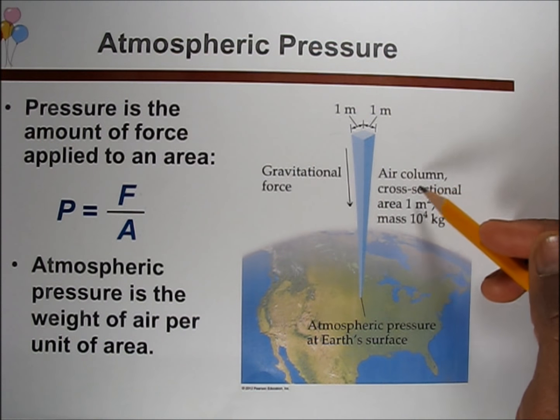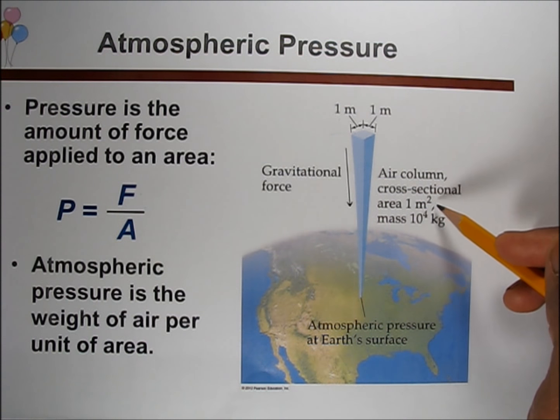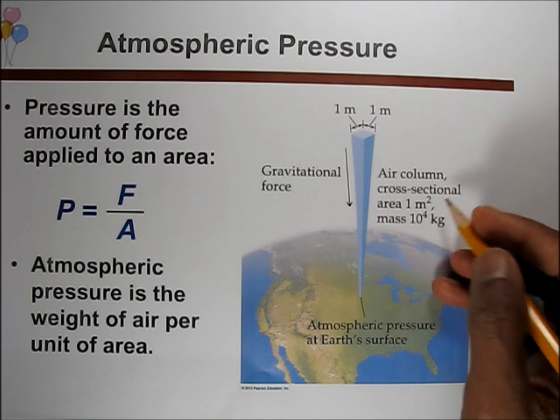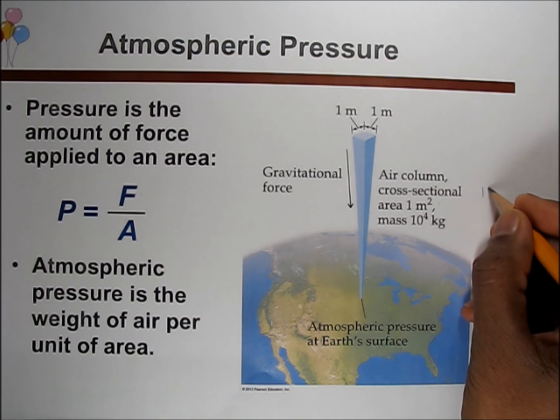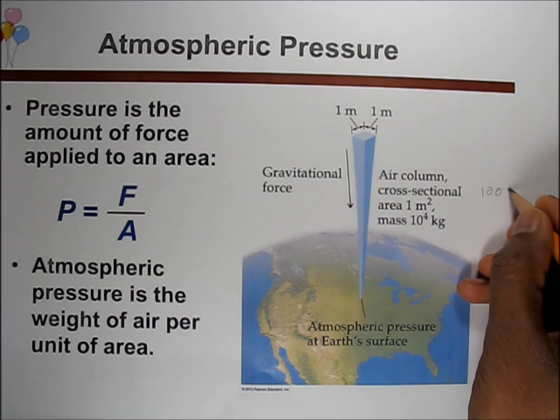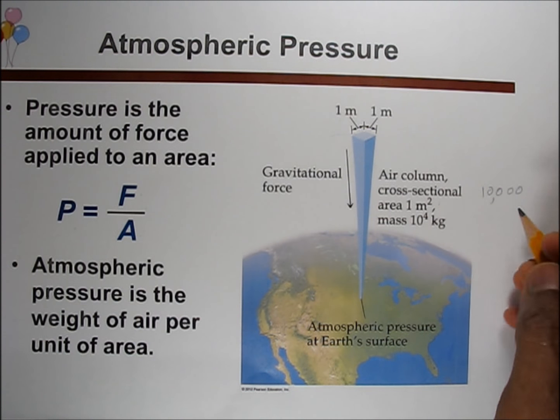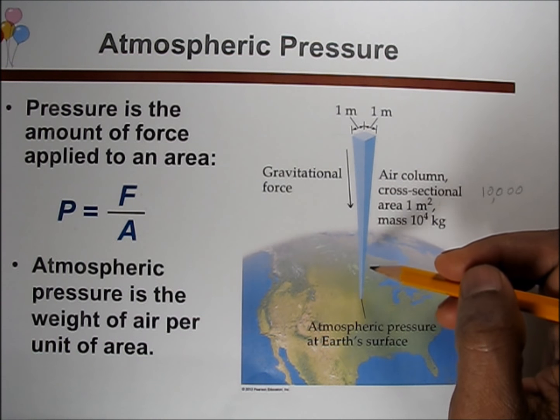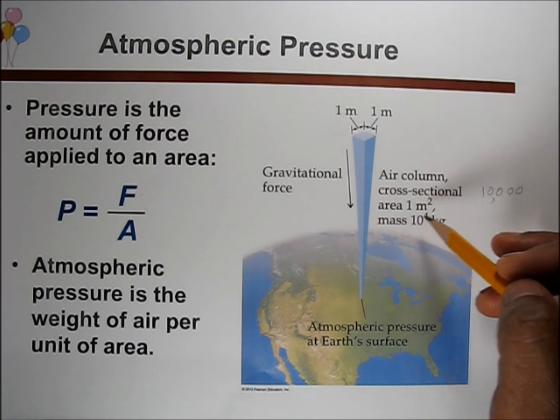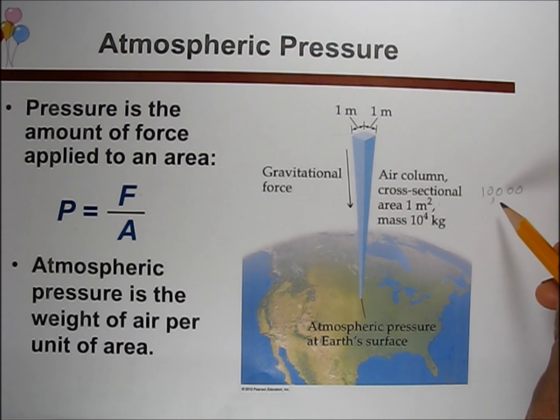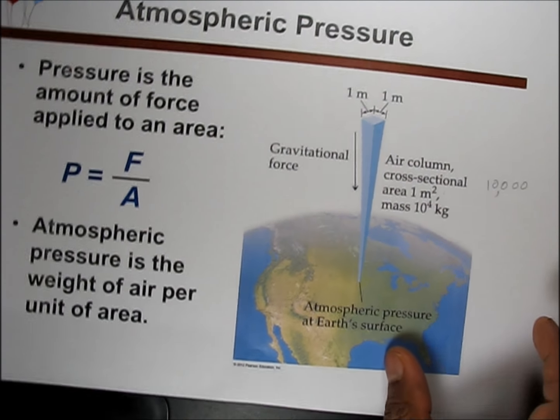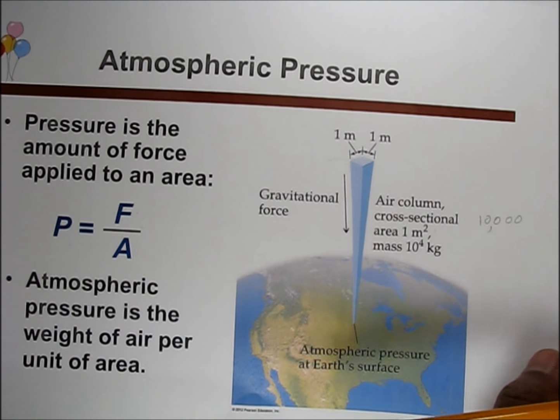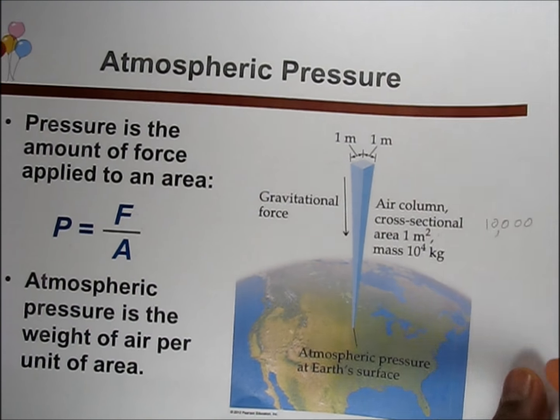Then the air column cross-section area will be 1 square meter, and the mass will be 10,000, that is 10 to the power 4 kilograms. So 1, 2, 3, 4, 10,000 kilograms. Now you can see how much atmospheric pressure there is on 1 square meter, which is almost 10,000 kilograms of air pressing on a 1 square meter area.